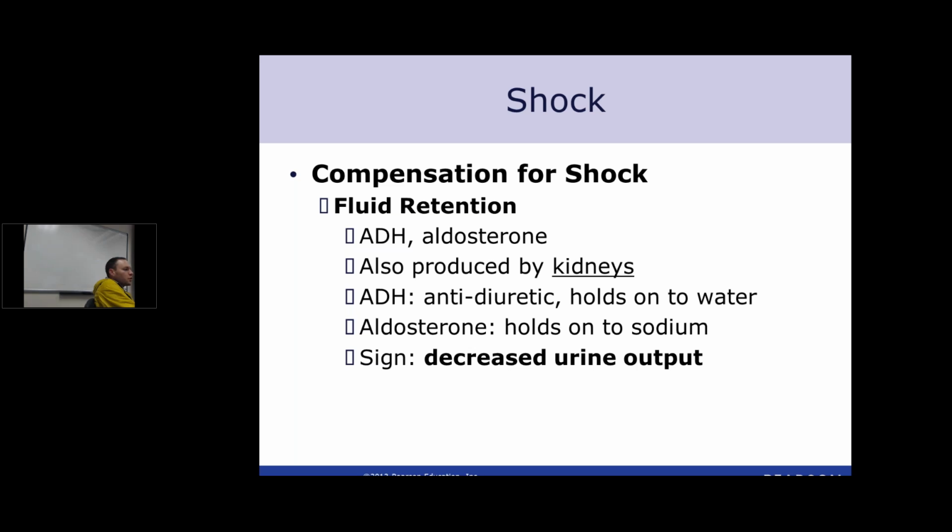Compensation for shock, fluid retention, so your body releases ADH and aldosterone, reabsorb sodium and water. These are also at the kidneys. ADH is the same thing as what? It's yes, but we give a synthetic form called vasopressin.